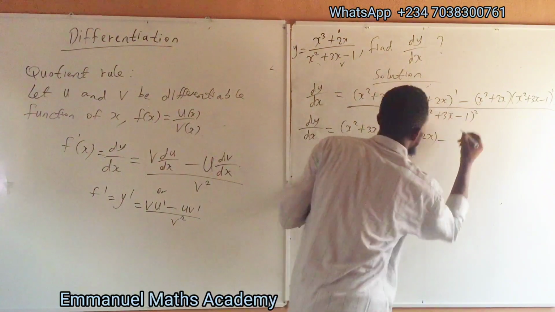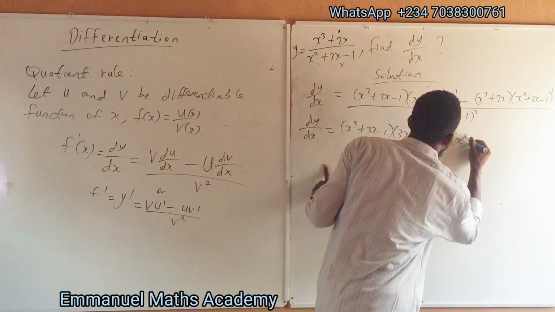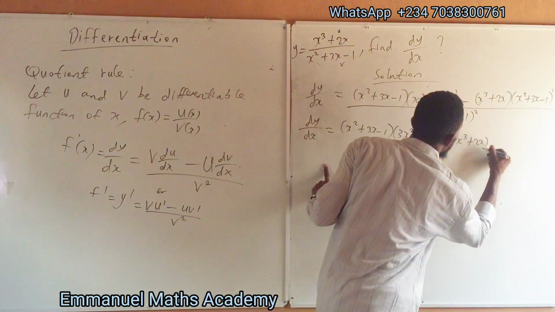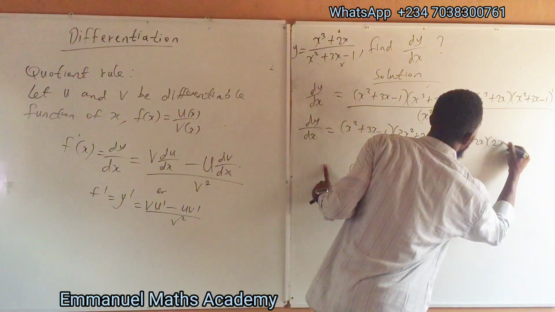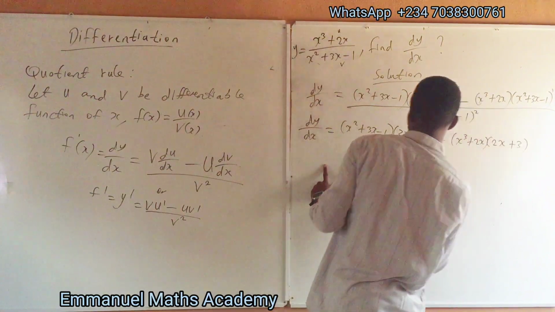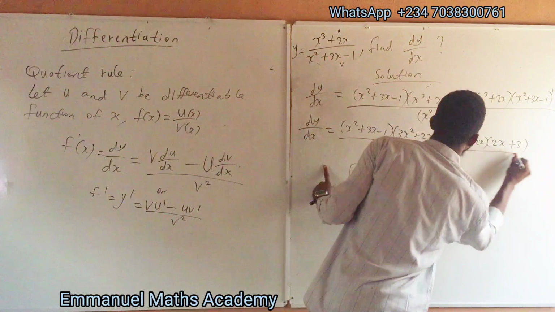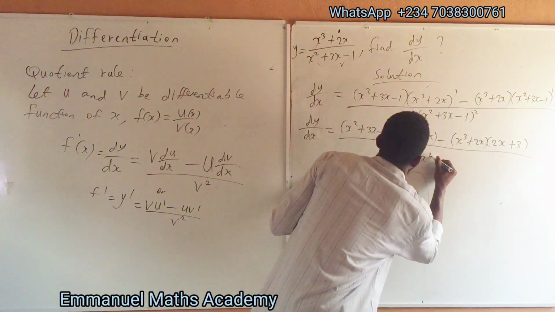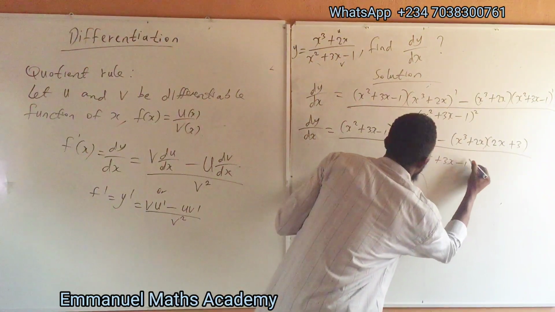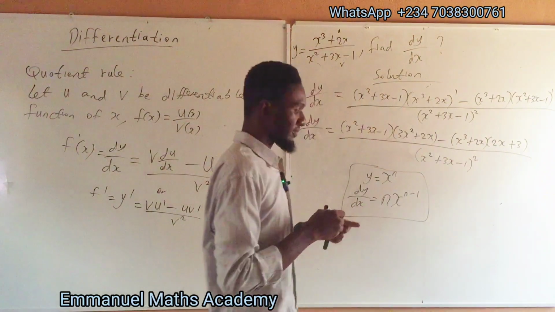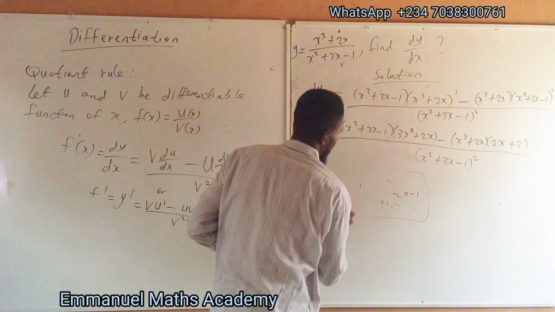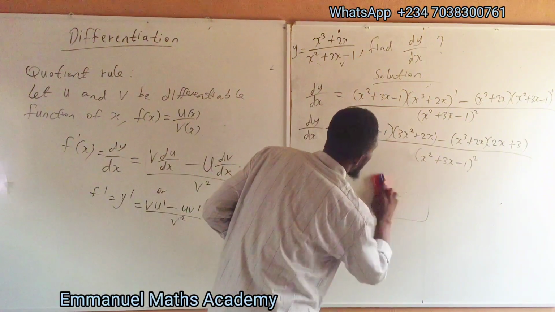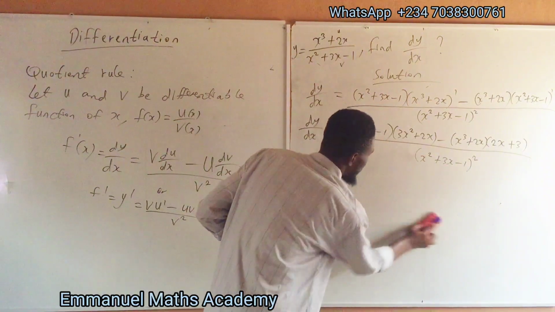Here we have what? 2x minus, x^3 plus 2x. You differentiate this, you get what? 2x plus 3, all over what? (x^2 + 3x - 1)^2. Is that correct? Let me clean this out. It's just like an illustration of how we did our simple differentiation.